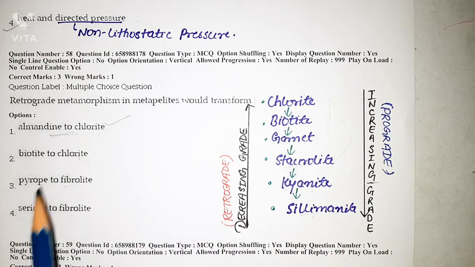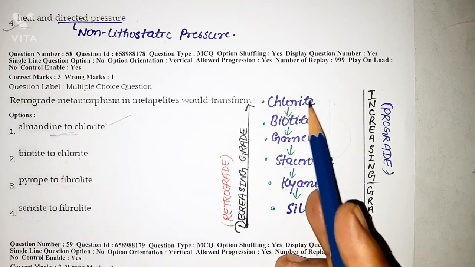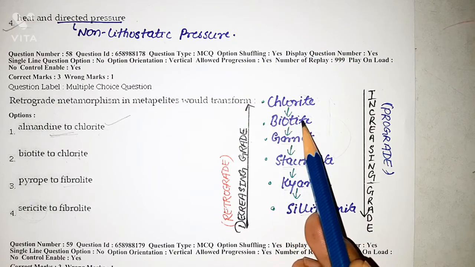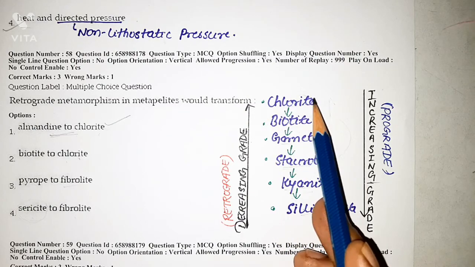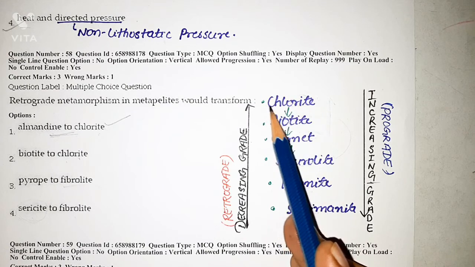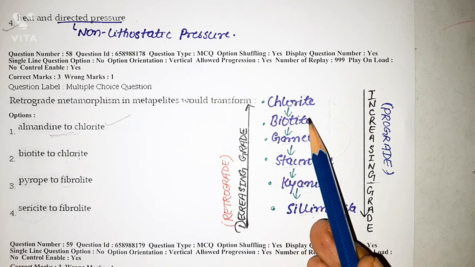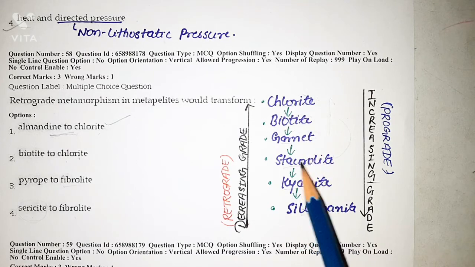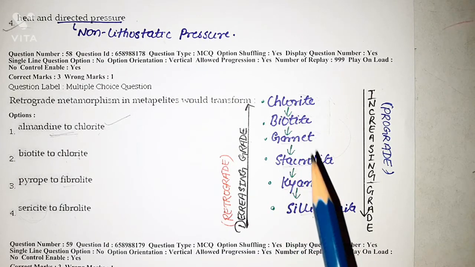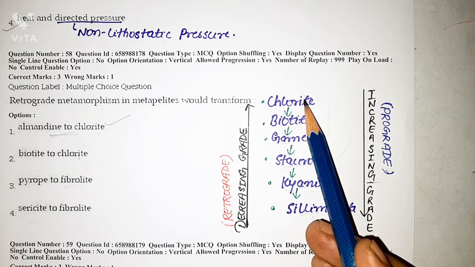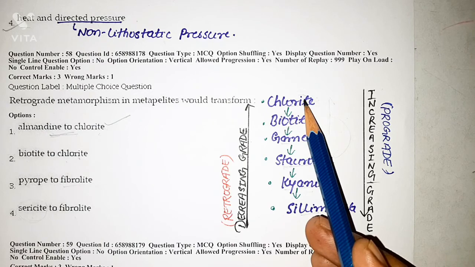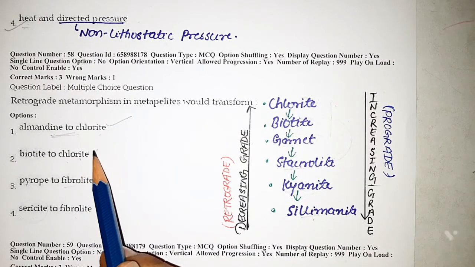Now biotite to chlorite. Biotite to chlorite is also from higher pressure temperature condition to lower pressure temperature condition. But since chlorite is not stable only in the chlorite zone, it is also stable in the biotite zone, and in some sequences also in the staurolite zone, biotite to chlorite may not be because of retrograde metamorphism. So this will not be the appropriate answer for this question.